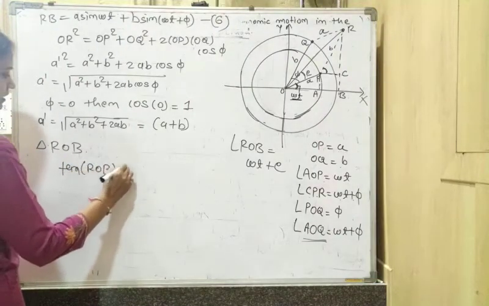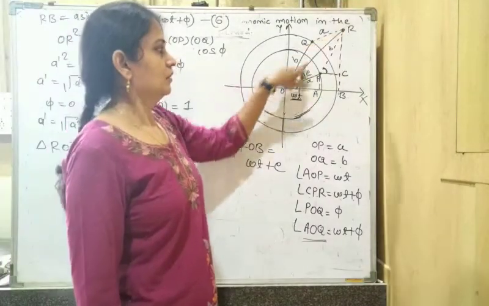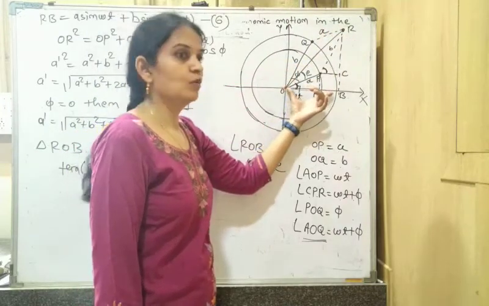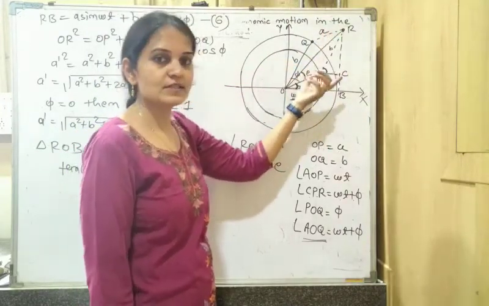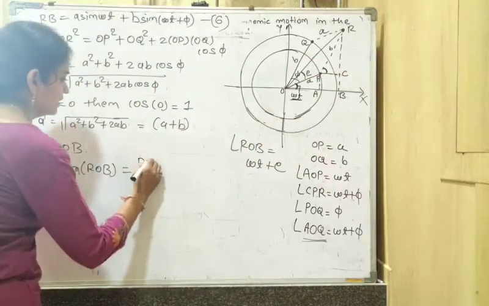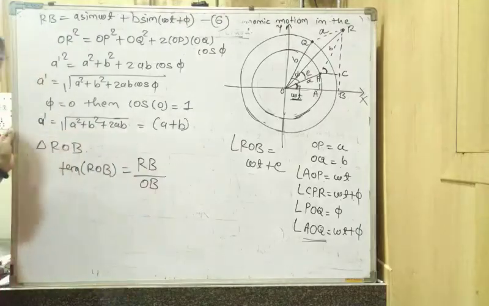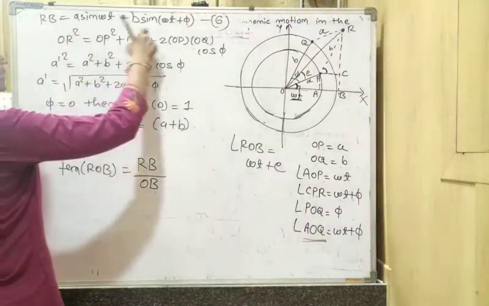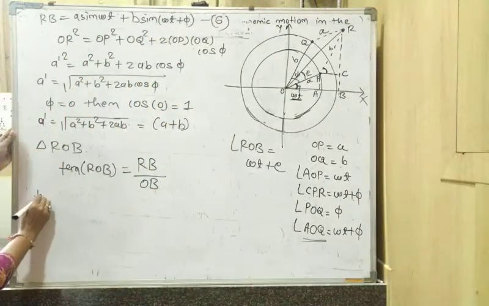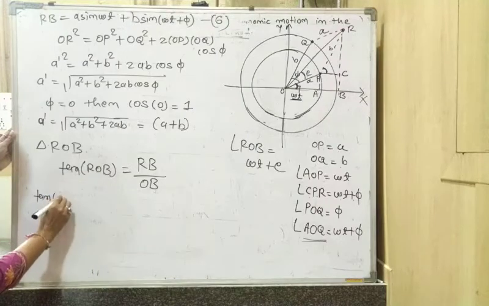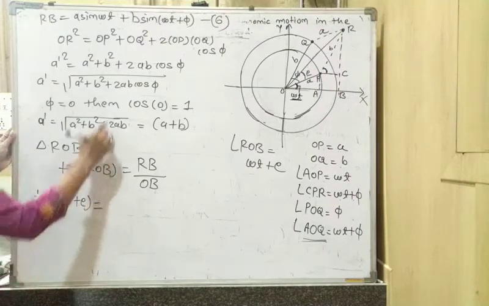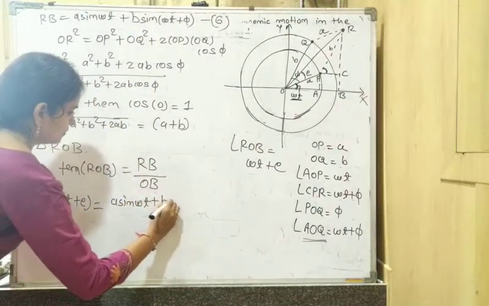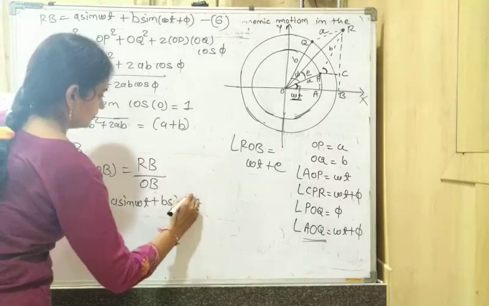So tan ROB is equal to, if we want to take tan ROB, then tan is RB upon OB, because it is tan theta. So RB upon OB. Now the value of RB we already know, and tan ROB is omega t plus E. Now RB is A sin omega t plus B sin omega t plus phi.